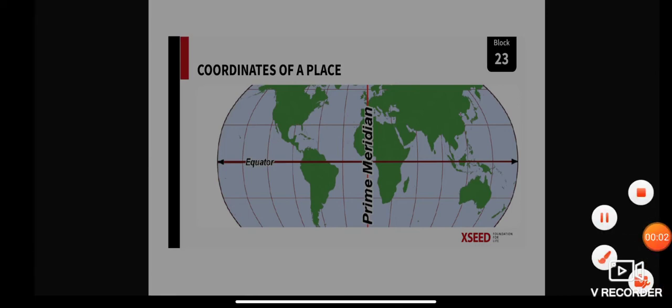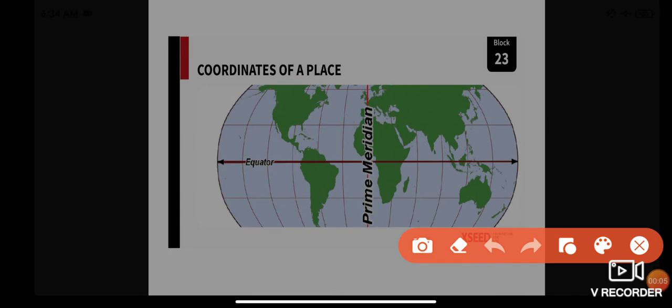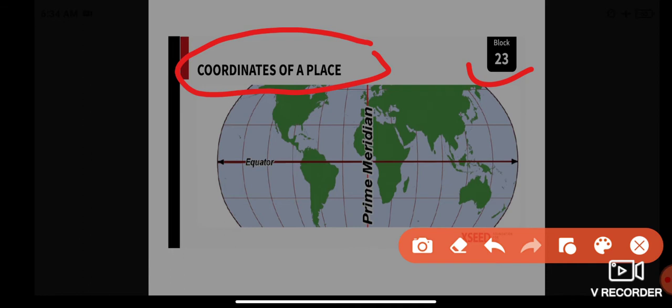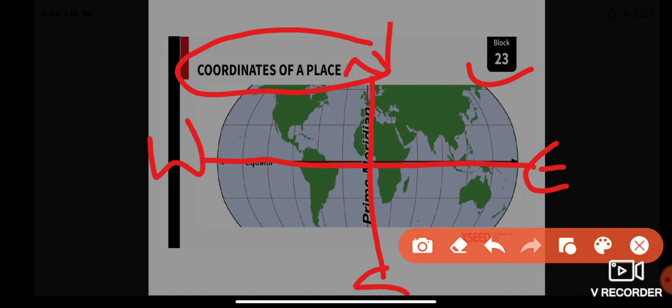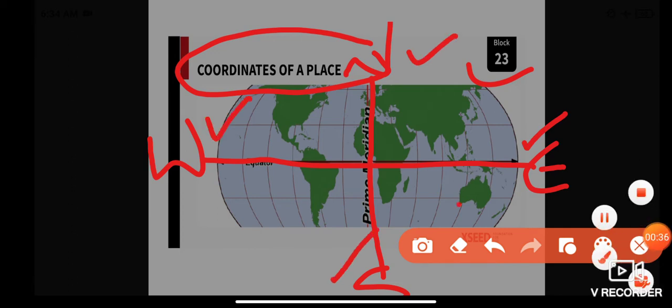So today we're going to start with a new topic under block 23, that is coordinates of a place. And I hope you still remember what is equator, prime meridian, latitude and longitude. The middle one is the prime meridian. This is an equator, which divides the earth into two equal halves. This one is the east, west, north and south: Eastern hemisphere, northern hemisphere, western hemisphere and southern hemisphere. I hope you still remember.